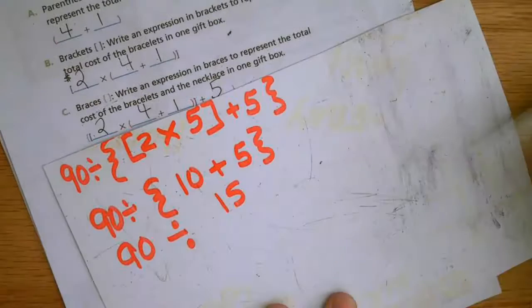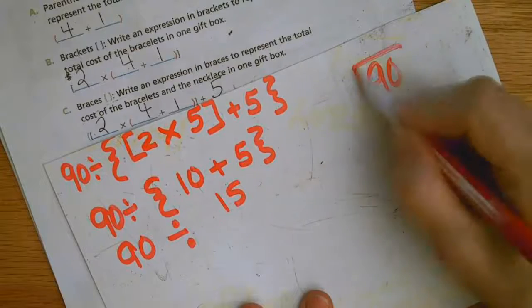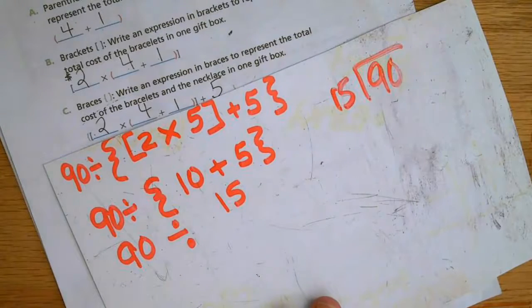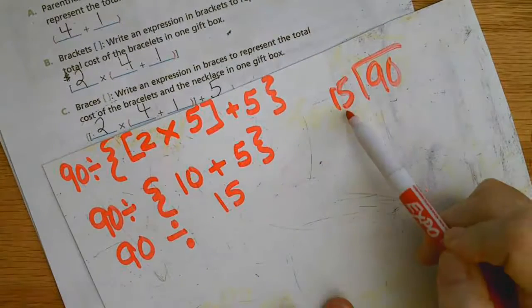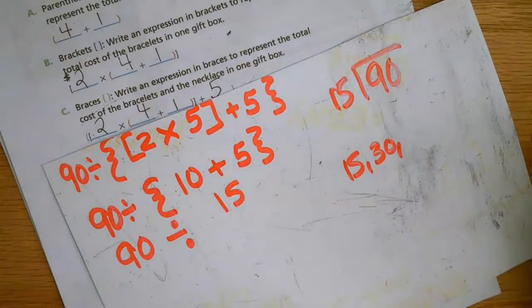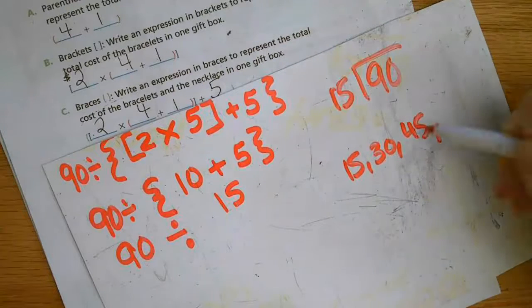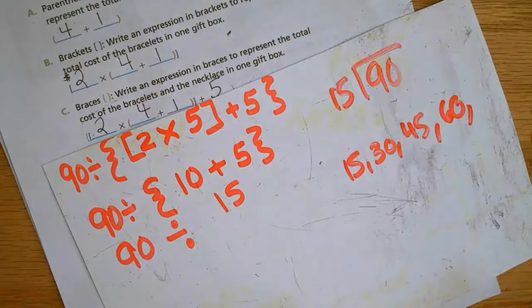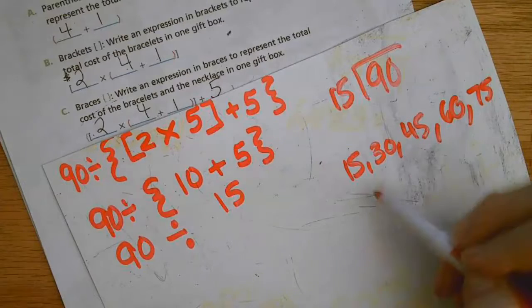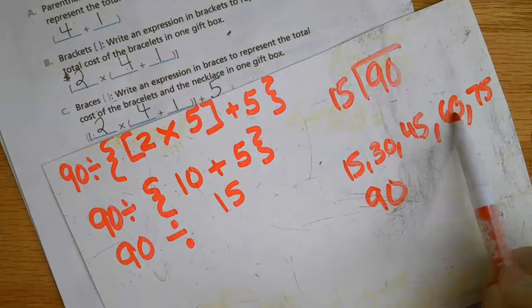All right, now I'm thinking to myself, I've got to split 90 divided by 15. So I might do this. Or I might think, okay, I know some multiples of 15 are 15, 30, 45, 60, 75, 90. All right, so I know multiples of 15 are 15, 30, 45, 60, 75, 90.